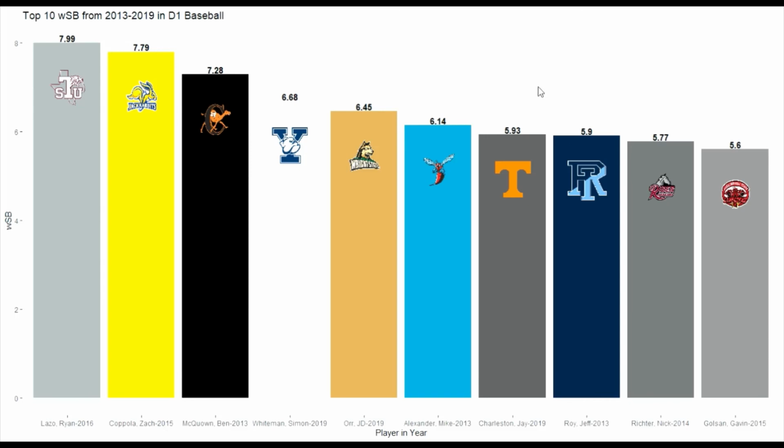Zach Coppola at South Dakota State had 7.79. Ben McQuown at Campbell, 7.28. And then we have 3 guys over the next 4 guys who did it in 2019. Simon Whiteman with Yale, 6.68. J.D. Orr, like I mentioned earlier, 6.45 at Wright State. Mike Alexander, 6.14 with Delaware State. Jay Charleston with Tennessee, 5.93. And then Jeff Roy in 2013, Rhode Island. Nick Richter with Rider, 5.77. And then Gavin Golson with a 5.6 in 2015 with Jacksonville State.